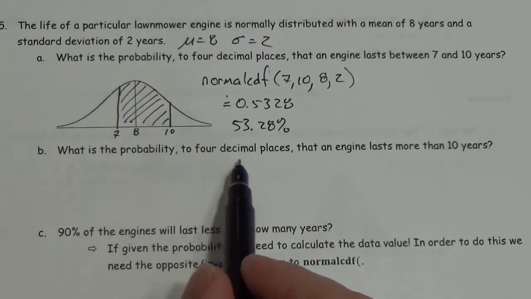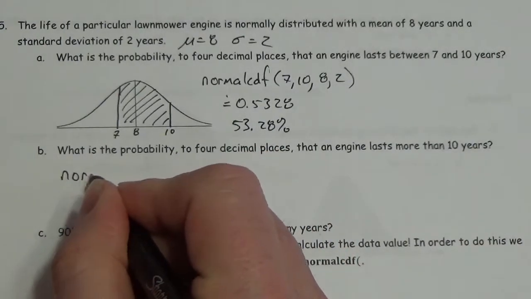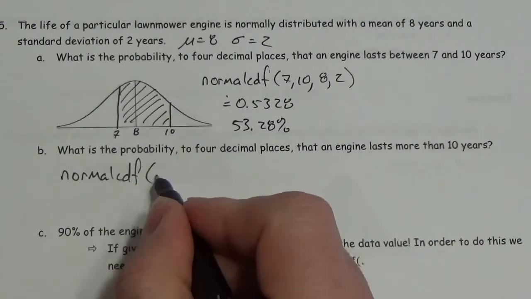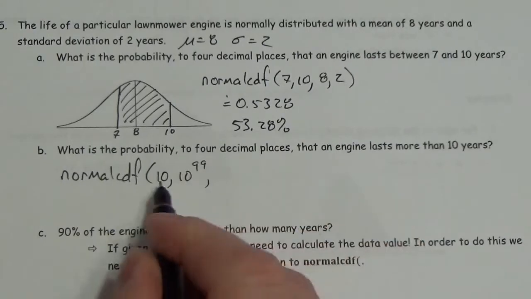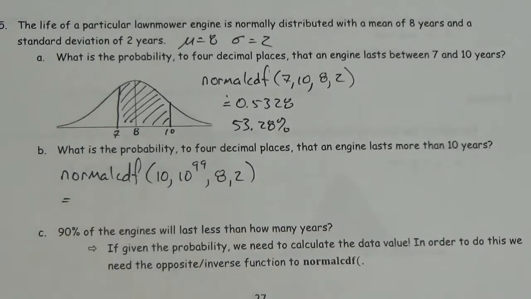What is the probability to 4 decimal places that an engine lasts more than 10 years? Okay, so again, I'm asking for the probability. So that's a normal CDF. More than 10 years means 10 is my low bound. Since no high bound is given, it's 10 to the 99, and the mean is 8. The standard deviation is 2.